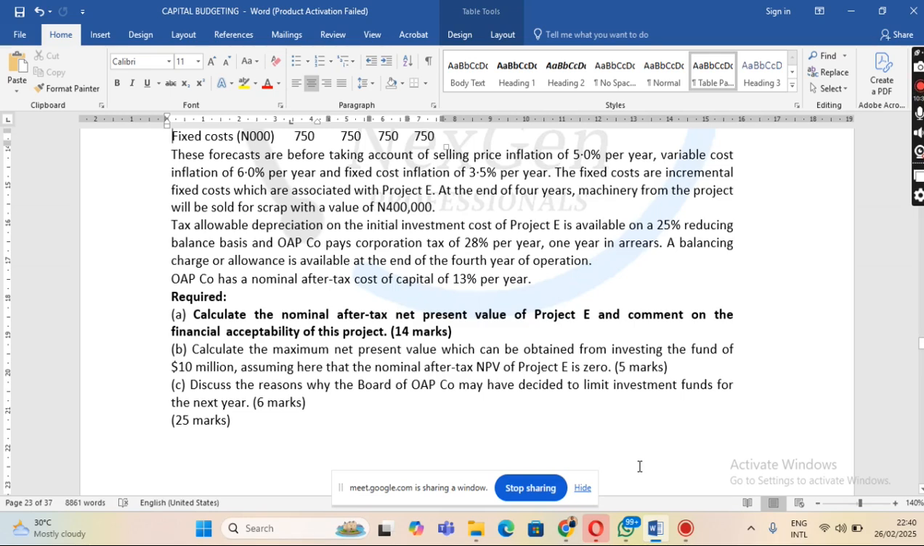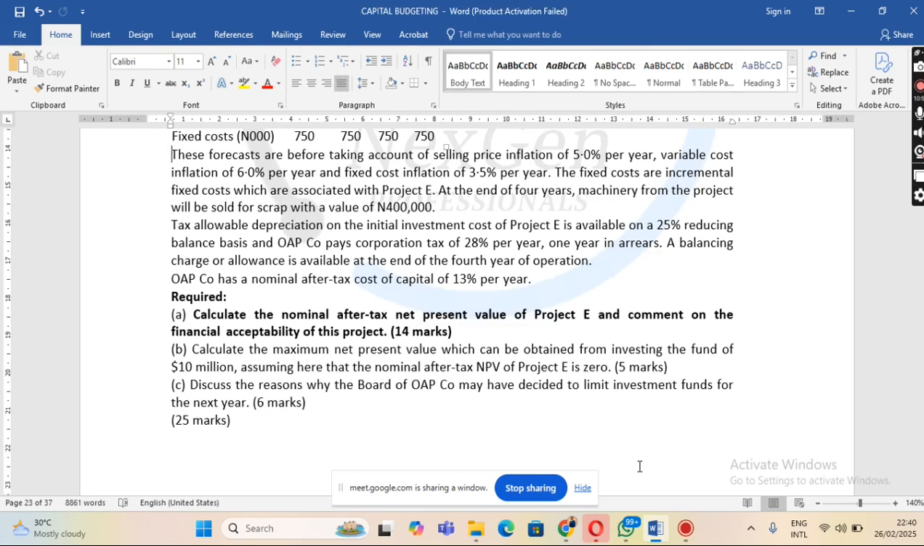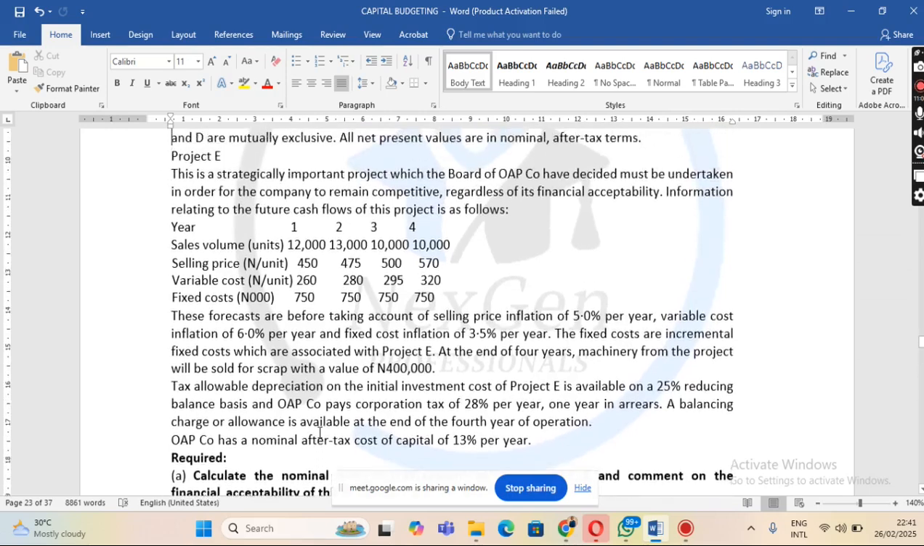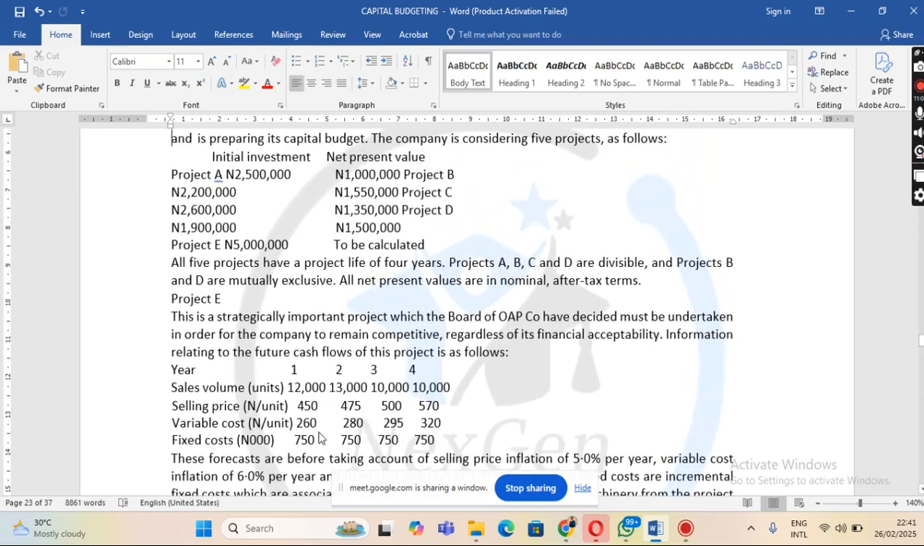Now, in this part, calculate the maximum NPV that can be obtained from investing the fund of 10 million, assuming here that the nominal after-tax NPV of project E is 0. So they are assuming now, because the negative figure, it is assumed to be 0. So now, based on this, how do we apportion this 10 million? Class, please pay attention.